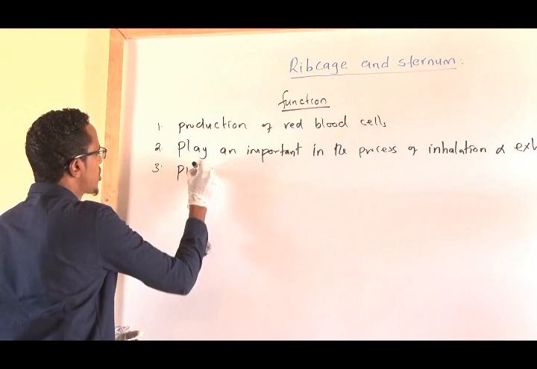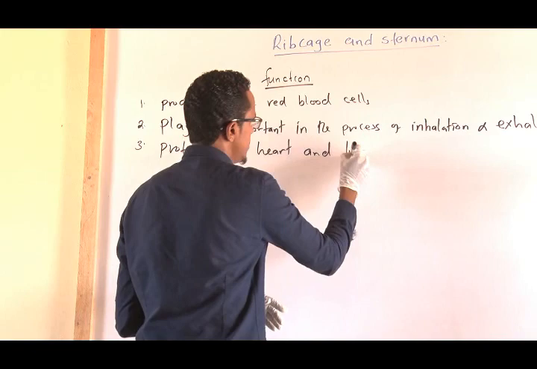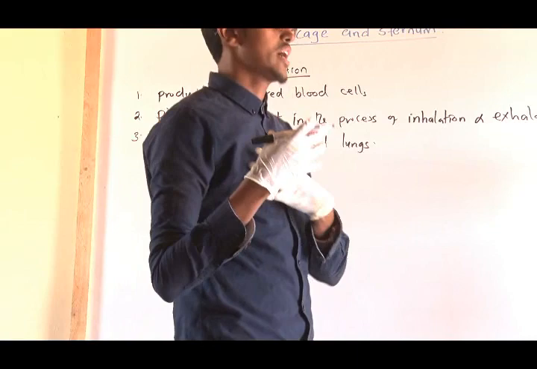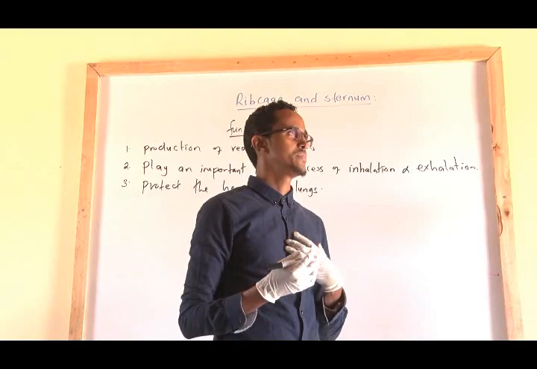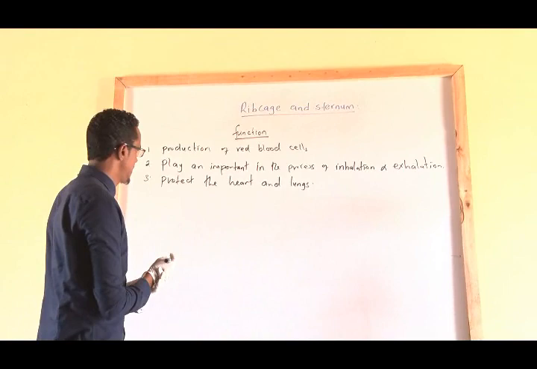Number three, the third function of the ribcage and sternum is to provide protection. They protect the delicate organs. They provide protection to the heart and lungs. The delicate organs, we say our heart is found within the two lungs. Then we also say lungs are airbags that are located within the chest cavity. So they provide protection to these organs. But these are mainly the functions of the ribcage and the sternum.